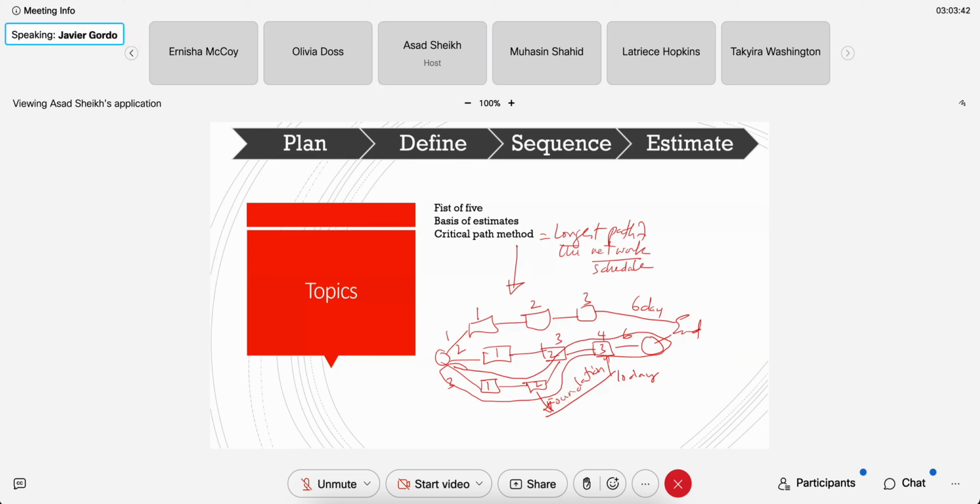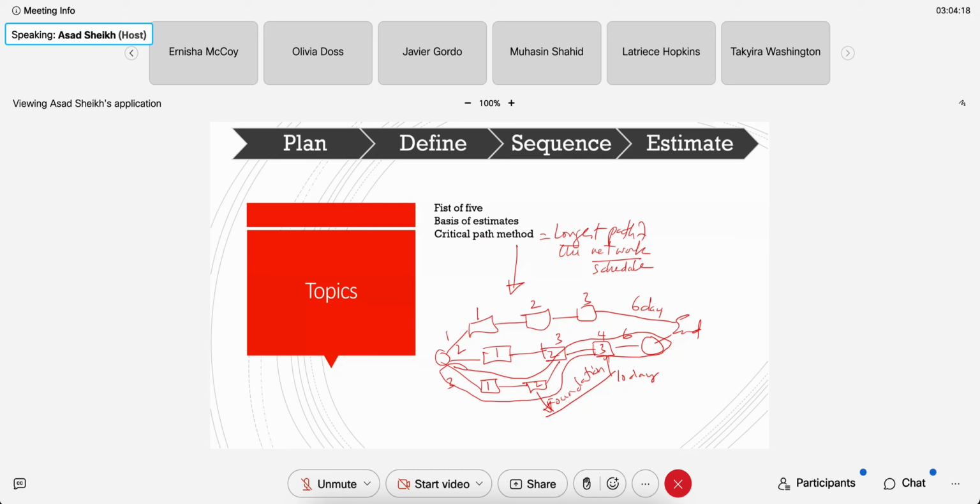Critical path is the longest path of the network or of your schedule, and it's the path that you cannot mess with. If you mess with this path, you are not going to reach the end of your project, because every component in that path is essential. The other paths that you have, you can mess with them a little bit and you still be okay, because they're not on the critical path.